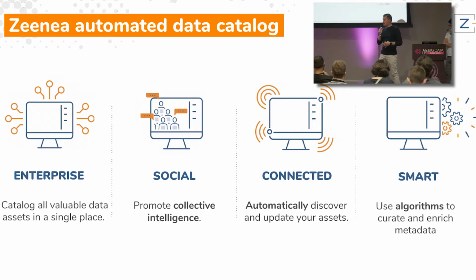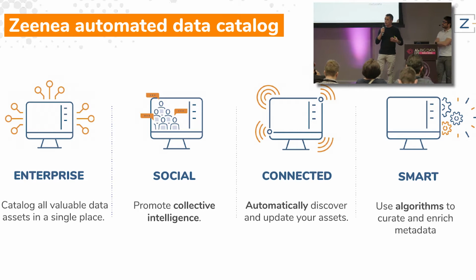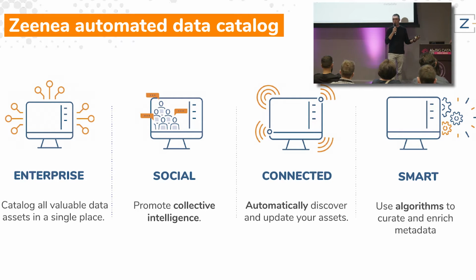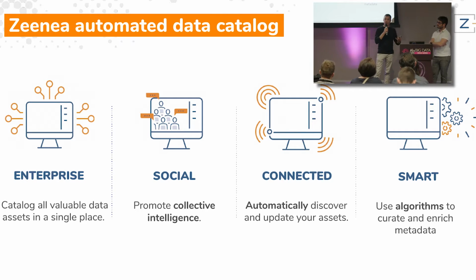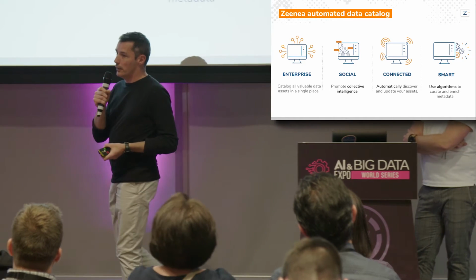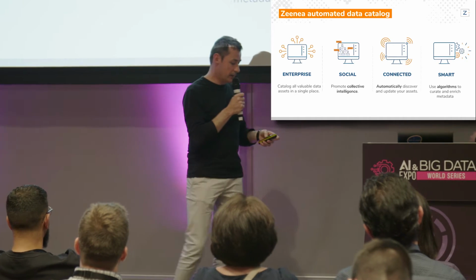So we use algorithm and classical automation to help the data stewards and the data owners document and maintain the documentation on top of all the assets. And of course, it is a social catalog, meaning that everybody that is using the data can share their entire knowledge about the data. So you can have an even better documentation.